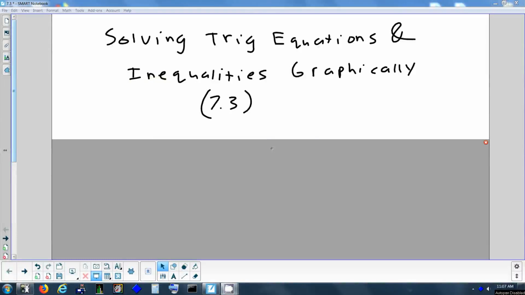Alright, so today we'll look at section 7.3, which is on solving trig equations and maybe some inequalities if we get to them, graphically. Eventually, we're going to solve trig equations algebraically, using a quadratic formula and stuff like that. But for today, we're going to solve graphically. The nice thing about doing it graphically is if you come across an equation you cannot solve with algebra, which some are extremely hard to solve, graphically will always work.